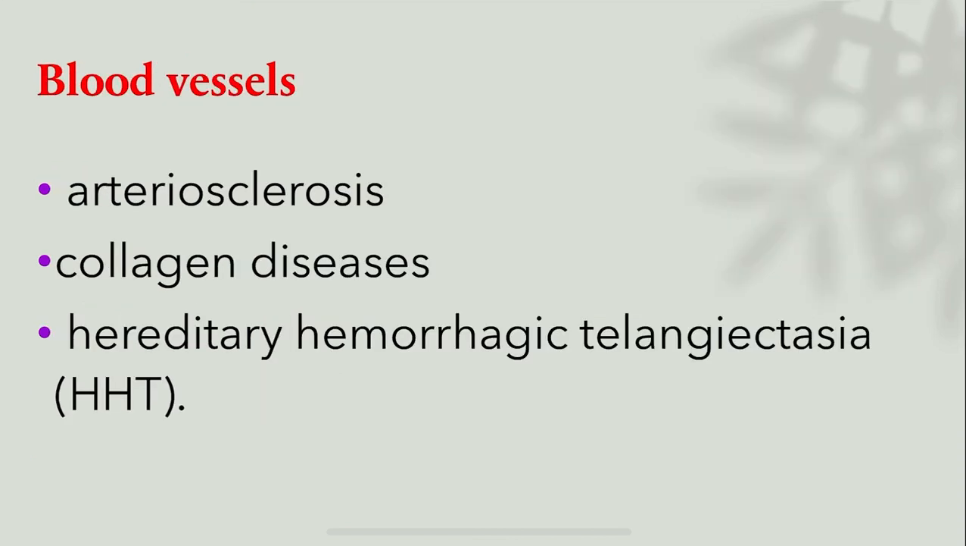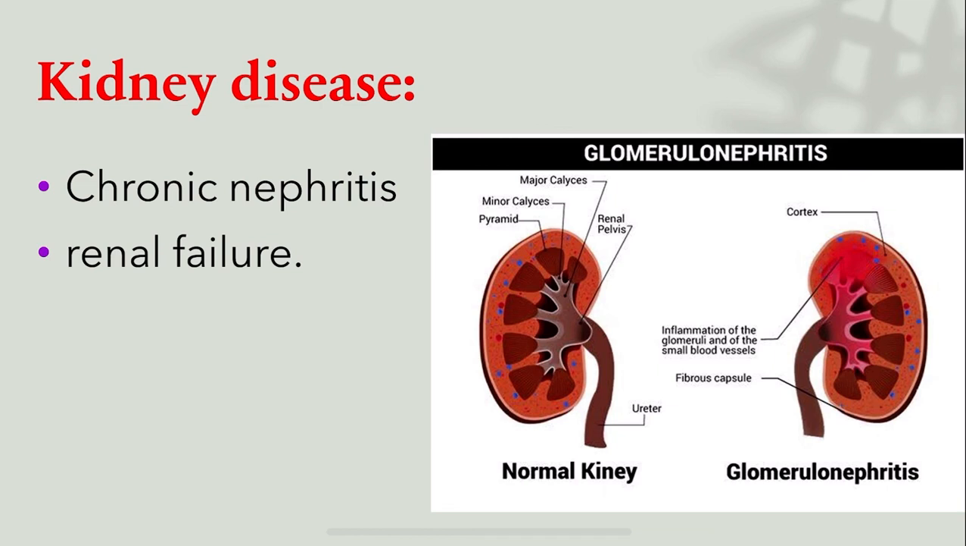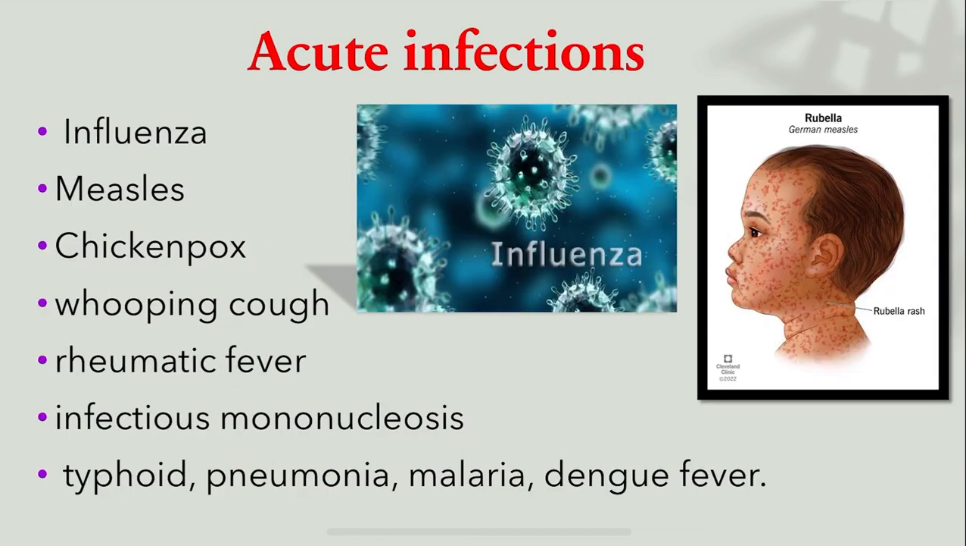In blood vessels, arteriosclerosis, collagen diseases. I did not tell you about the collagen disease. Those are nothing but the diseases which are affecting the connective tissues, like rheumatoid arthritis, systemic lupus erythematosus, and so on. And then liver diseases, kidney diseases, drugs, and acute infections. So I hope it's clear.